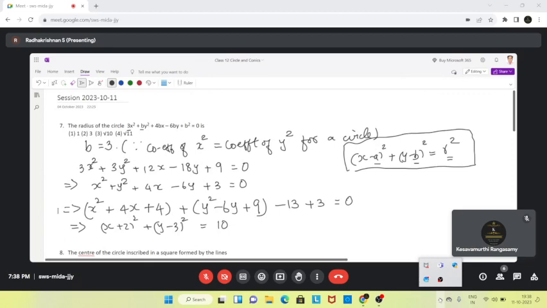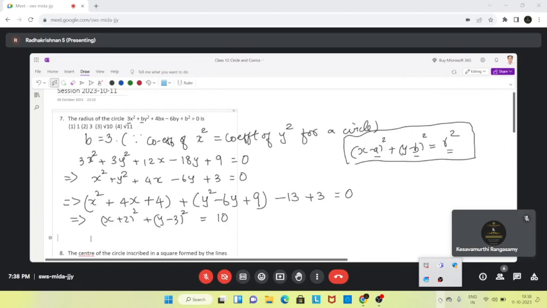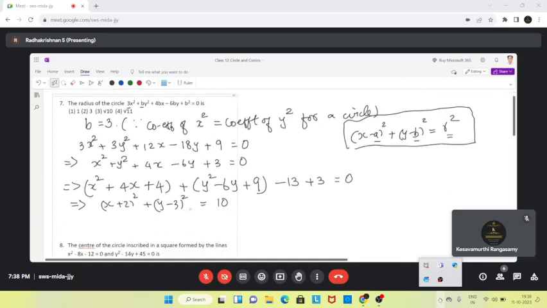So what is the center and what is the radius now? Like I said, if it is x plus 2 the whole square plus y minus 3 the whole square, the center is minus 2 comma 3. And the radius is square root of 10 because this is your r square. So what is the option? They are asking only for the radius, so that is option number 3. Correct? Root of 10.